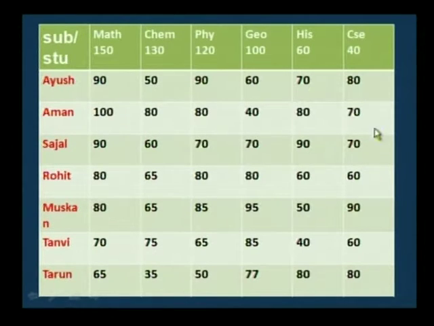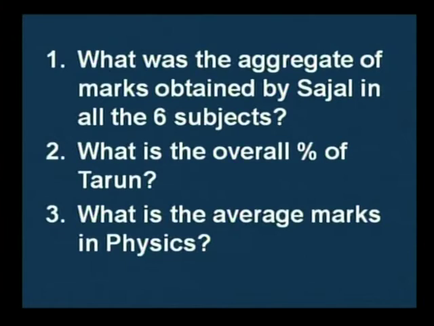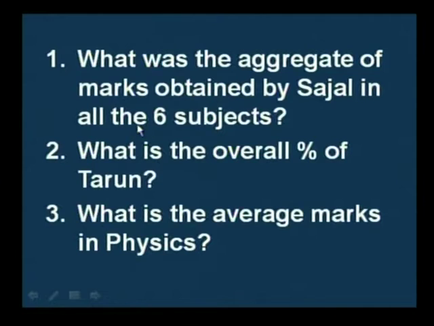Last, 80, 70, 70, 60, 90, 60, 80. So, these are the percentage of marks obtained by the students in various subjects, and let us see how the questions are. The questions are, what was the aggregate of marks obtained by Sajal in all the 6 subjects?